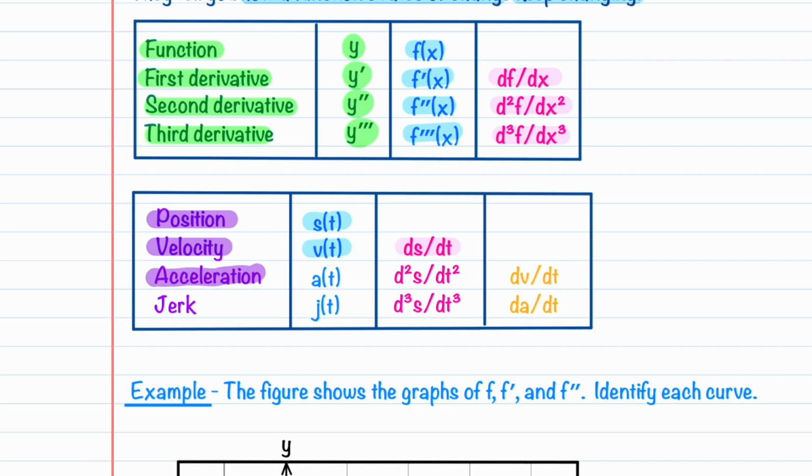Then we have acceleration, which is the instantaneous rate of change of velocity with respect to time. It's usually written as a of t or d squared s dt squared or v prime of t or dv dt. And then lastly, we have a term called jerk. It is the derivative of the acceleration function, and it is written as j of t or d cubed s dt cubed, or more commonly, just dA dt.